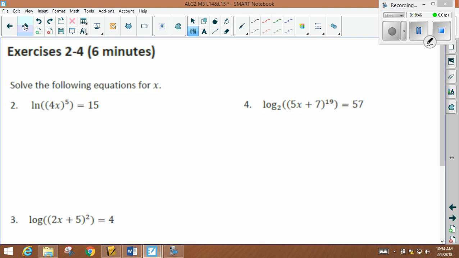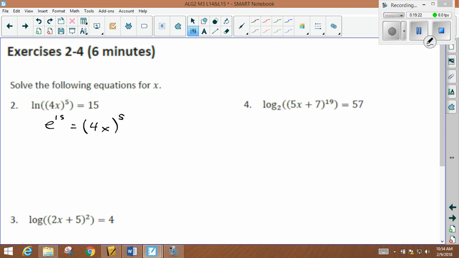So we're going to write this as e to the 15th power, because remember, natural log, or ln, is log base e, equals 4x to the 5th power. I'm trying to think if there's a trick. Ooh, can I take the 5th root of both sides? Ooh, I can save myself some time. I could take the 5th root of both sides.